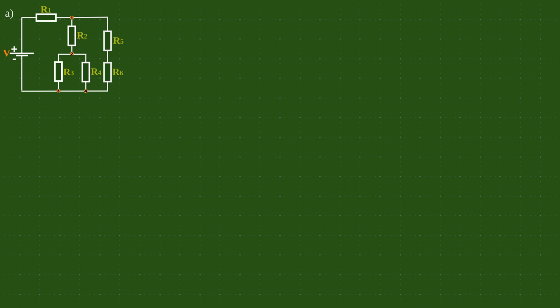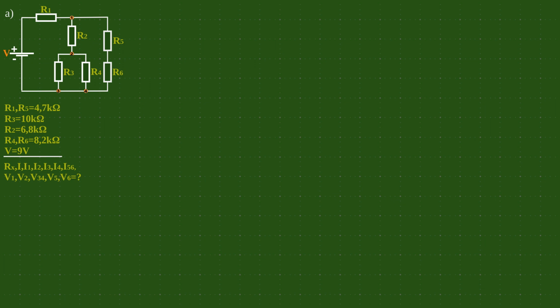We now have a slightly more complex circuit, but no need to worry about that. Just pay attention to a couple of rules and the rest is easy. As shown in diagram A, we have a total of 6 resistors in the mixed circuit. Their values and supply voltage are known, but we still have a lot to calculate.